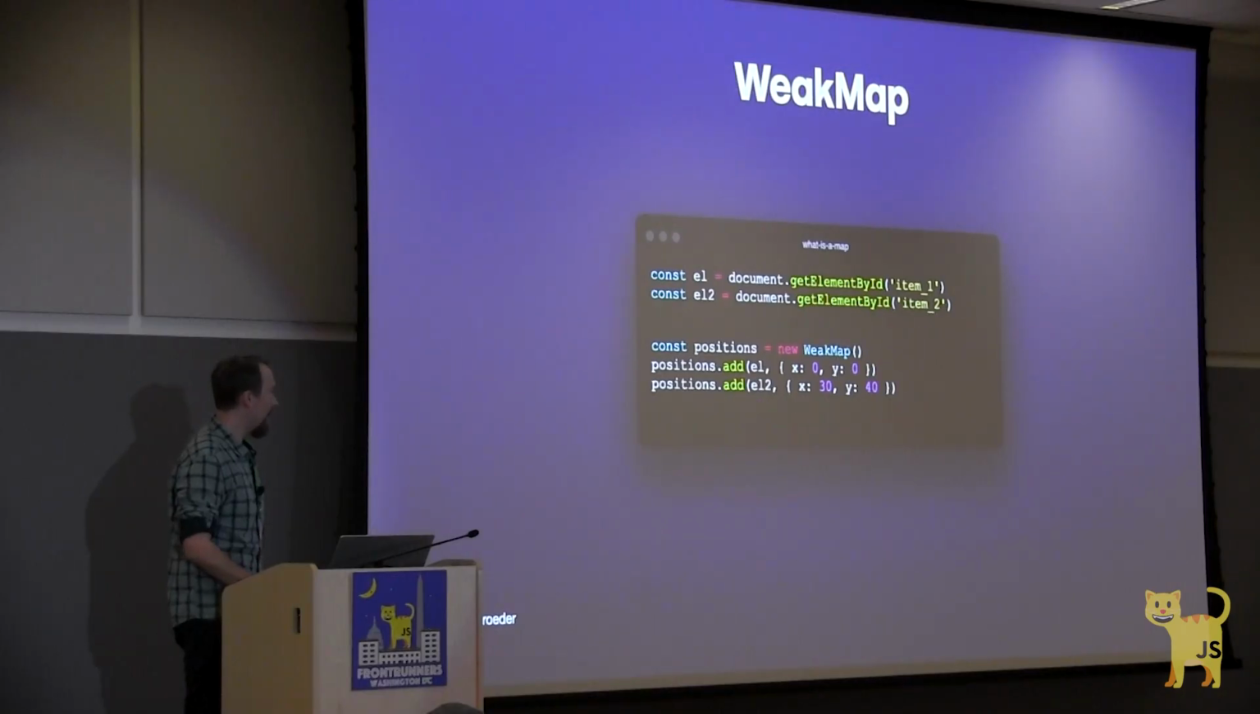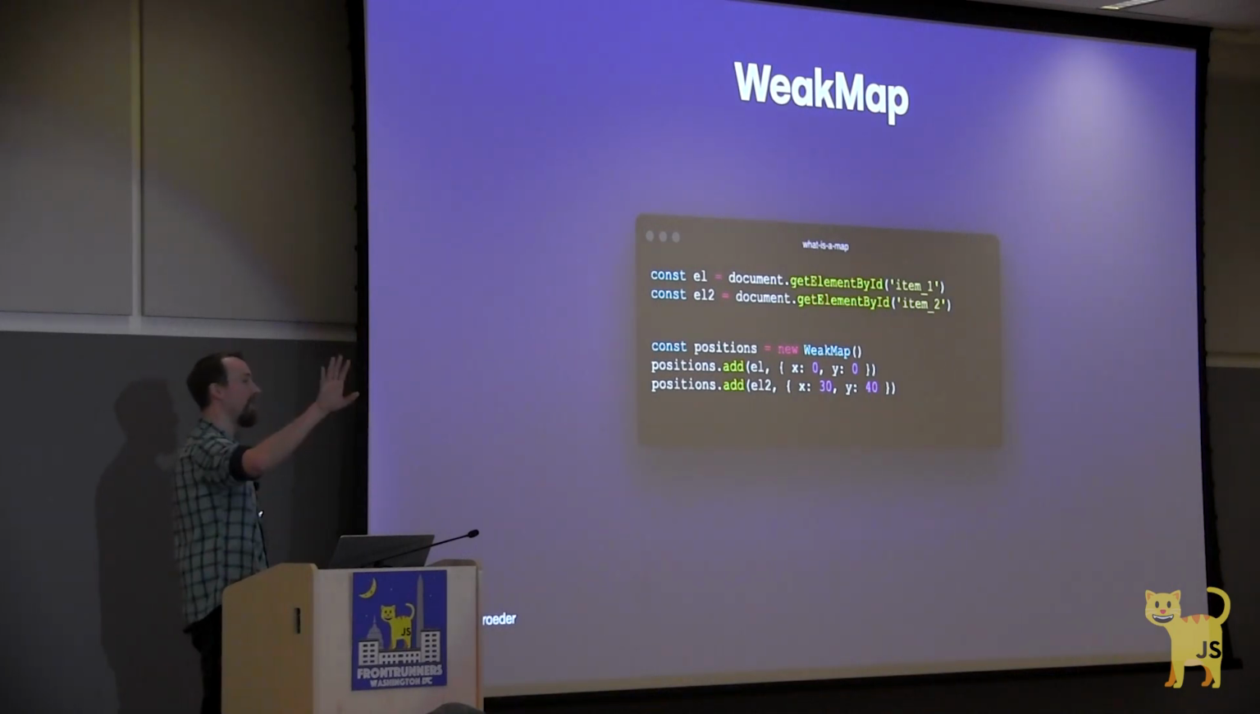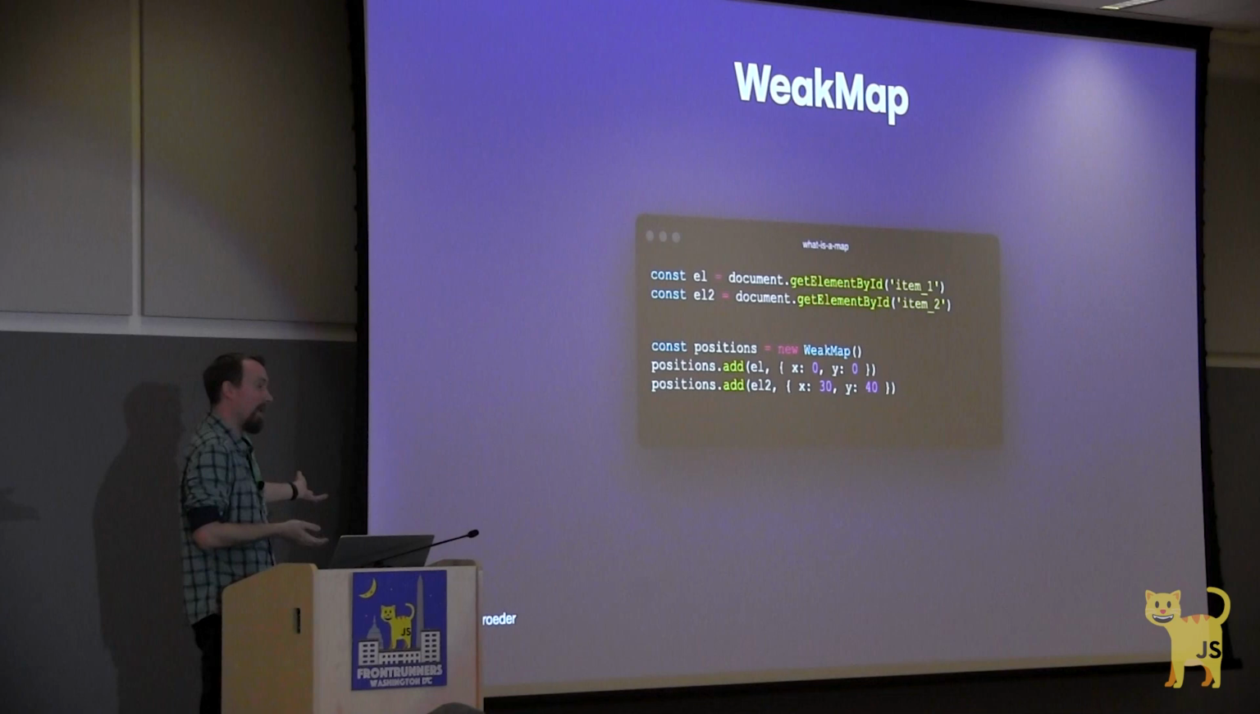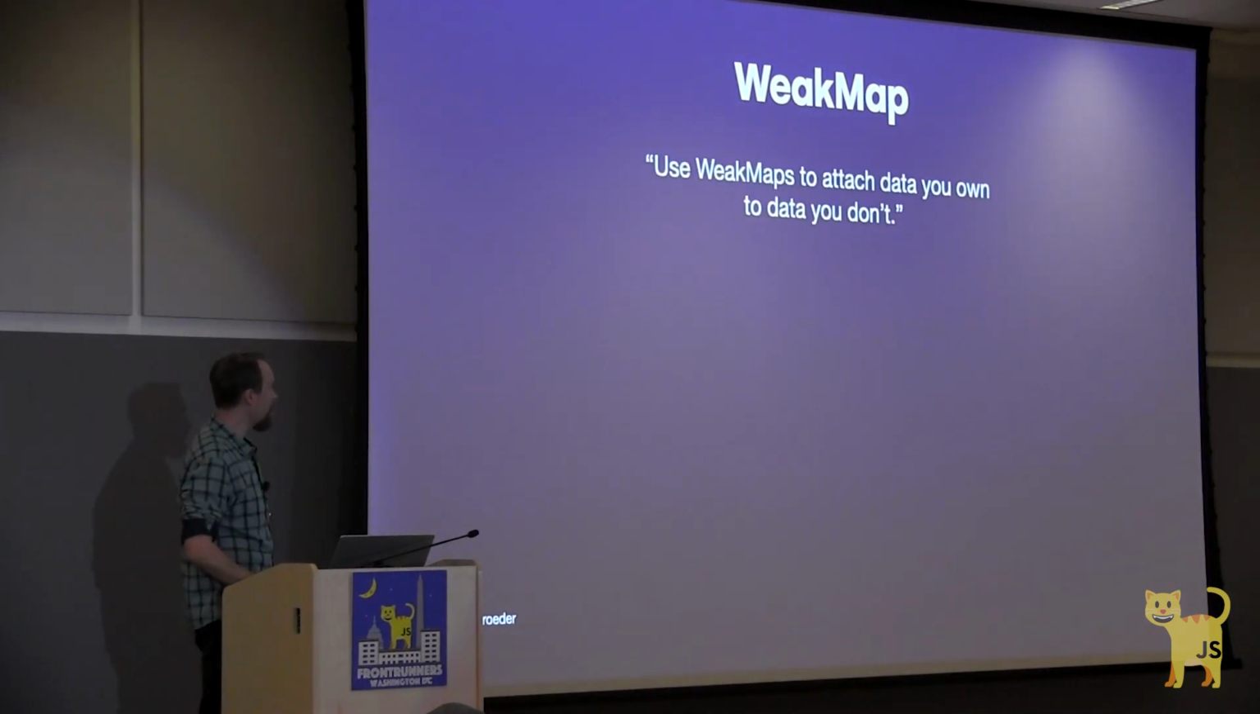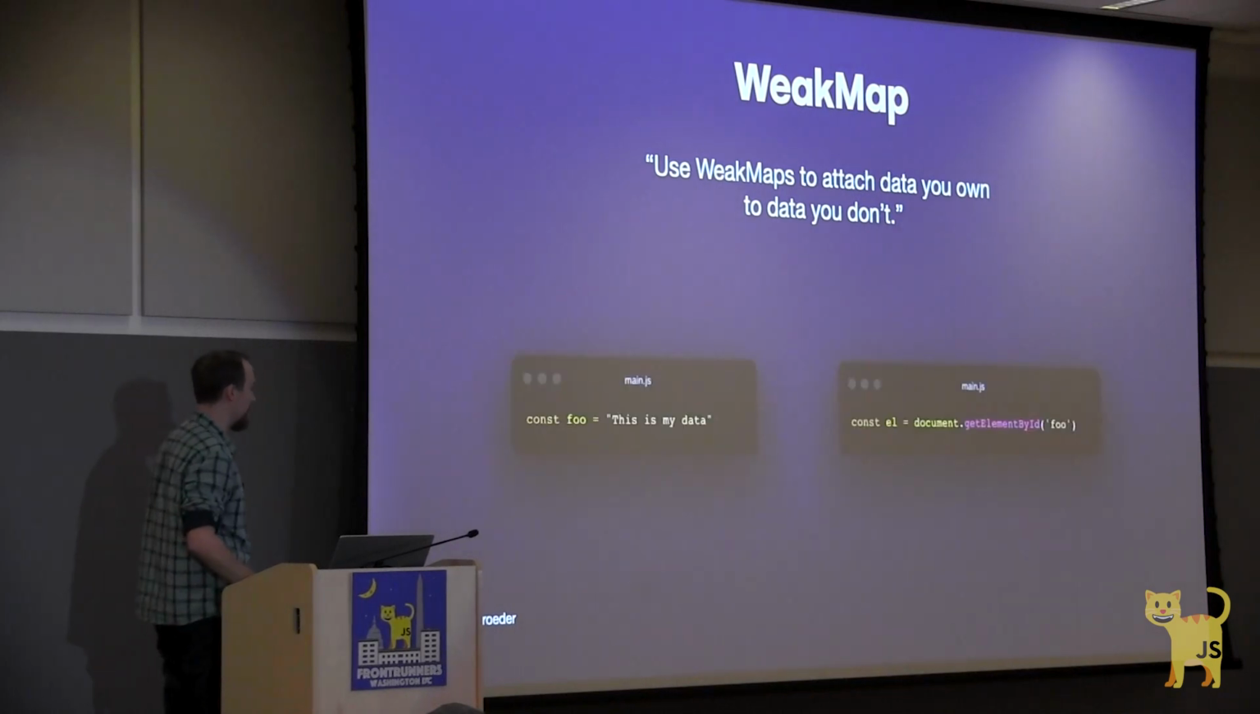So that's all that weak maps mean. Now I can store that, and since I don't own the data, the garbage collector is perfectly happy taking that element if it gets removed from the DOM, and my data gets lost and I don't care about it. But the DOM element's gone, I don't care about it, right? So that's good. You use weak maps to attach data you own to data you don't.